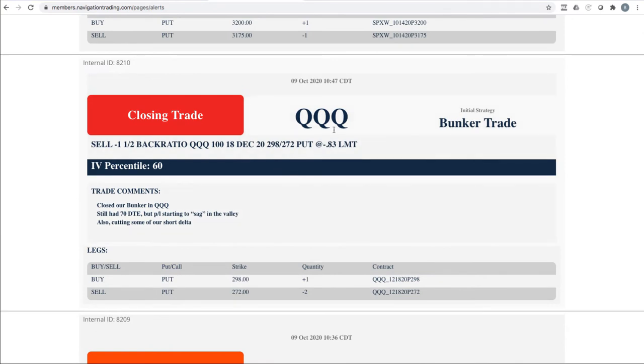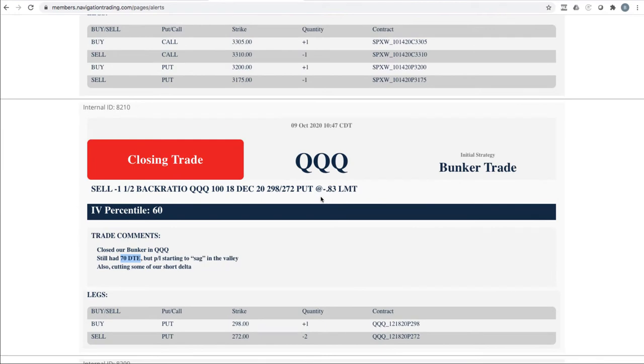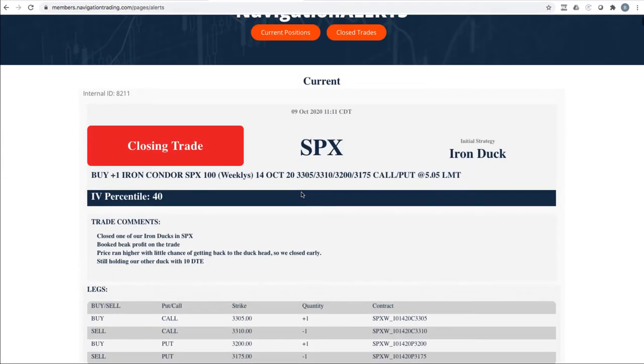Did a closing trade in QQQ, so we had a bunker on. It wasn't quite to that 60 days to expiration we look for. We were at 70 days today, but the P&L was starting to kind of sag into that valley, and so we didn't want to hold it for another 10 days and just let that theta decay on us, so we went ahead and closed that out. That also lightened up our short delta, like I mentioned, so we took that bunker off.